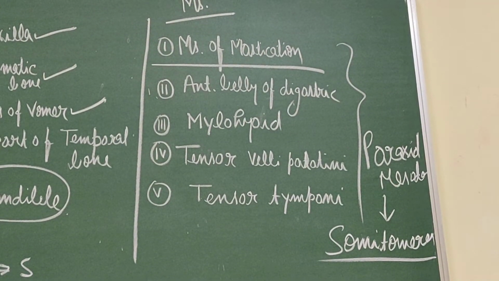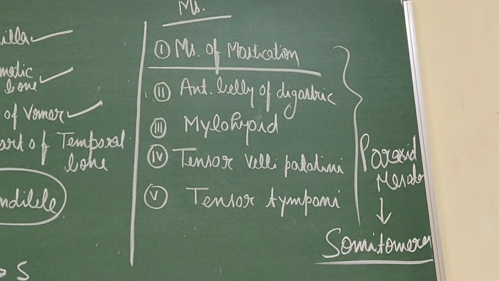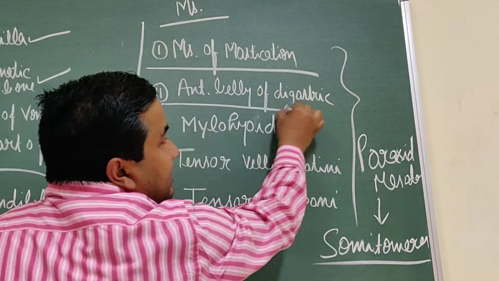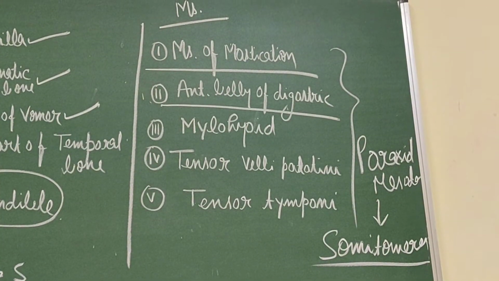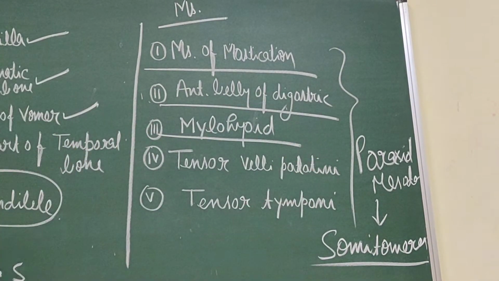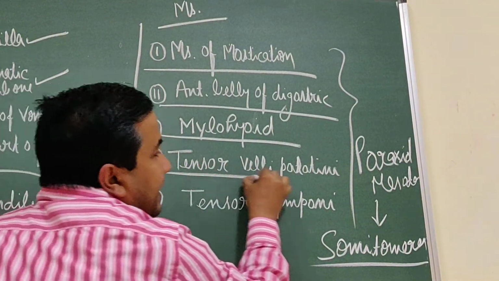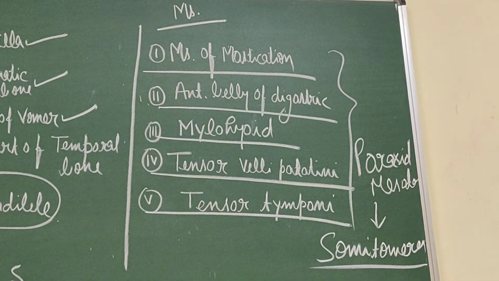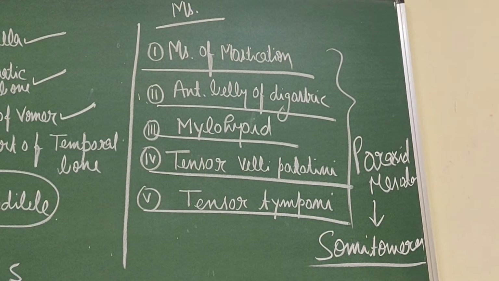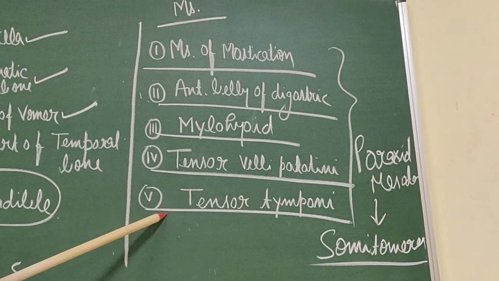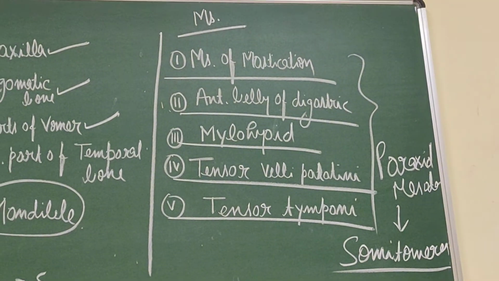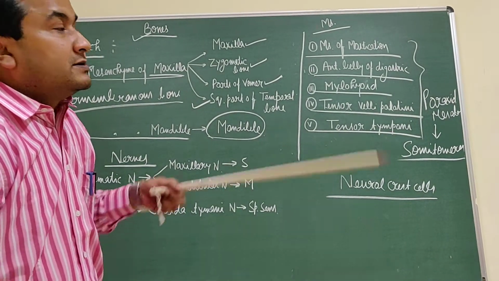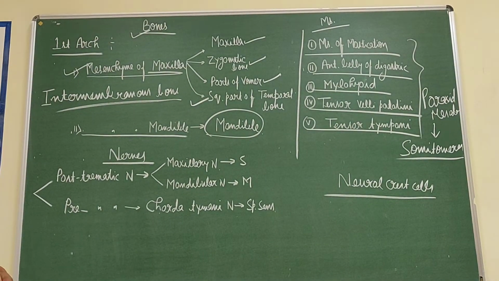The four muscles of mastication: masseter, temporalis, medial pterygoid and the lateral pterygoid, along with the anterior belly of the digastric, mylohyoid muscles, tensor veli palatini and tensor tympani. These muscles are derived from the first arch. So these muscles are supplied by the nerve of this arch.